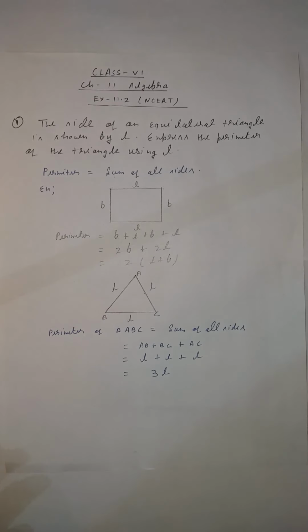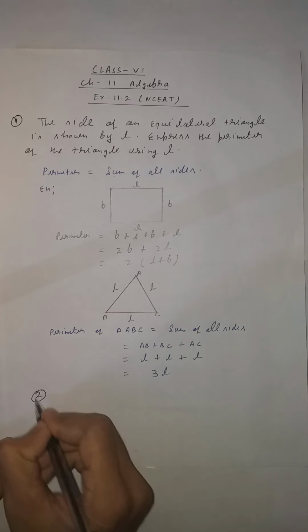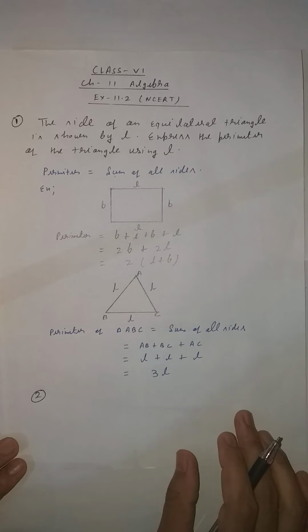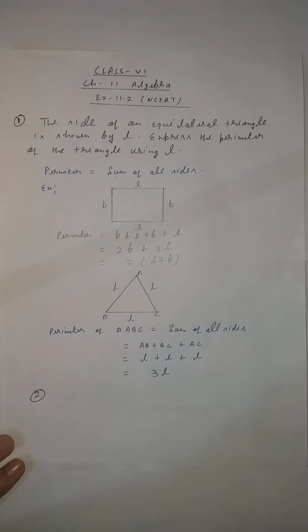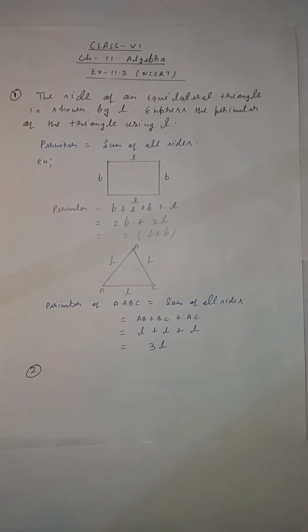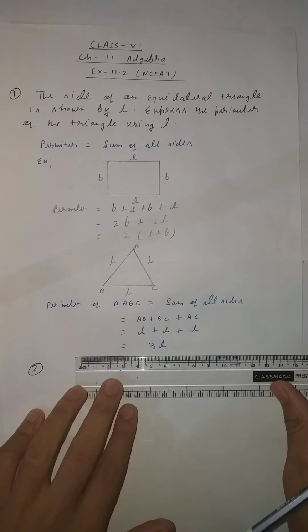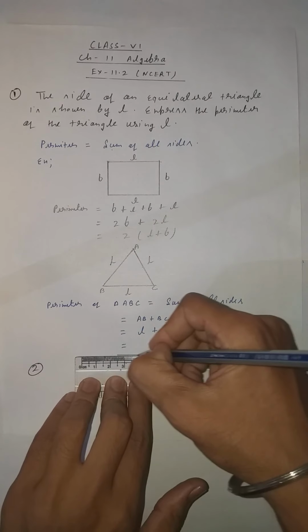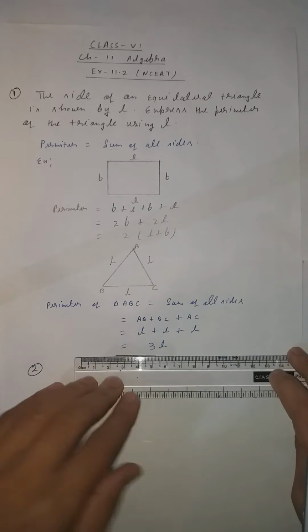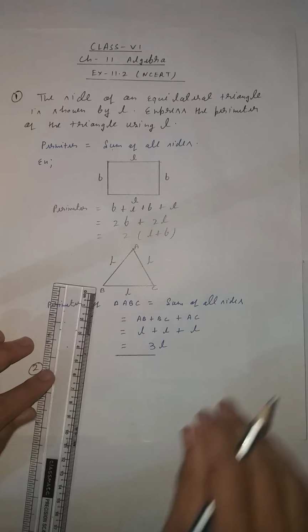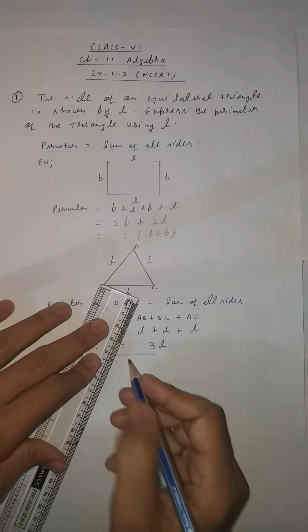Now come to the next question. Question number 2. The side of a regular hexagon is denoted by L. Express the perimeter of the hexagon using L. Okay students, same question is given. I think now you are able to do it. So first we will draw a hexagon. You know that hexagon means whose all 6 sides are of equal length.